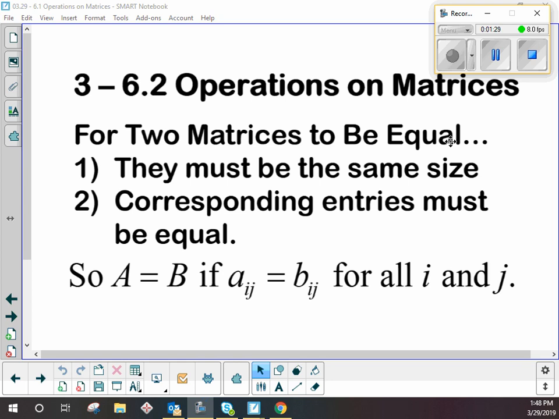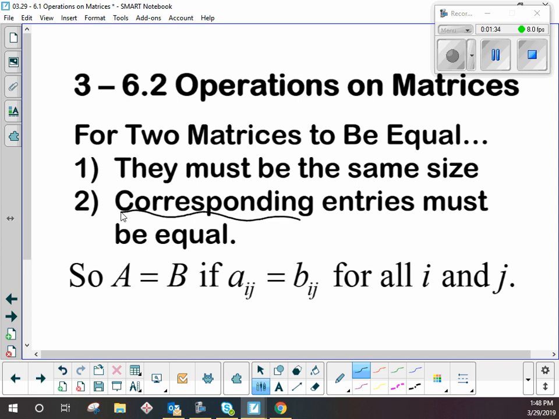What do you think this word corresponding is trying to tell us if we're talking about two matrices? What would corresponding entries be? The same on both sides. Okay, I like where you're going with that. Can you be more specific? The same value on both sides. That would be equal, right? The same number. So when we say they have to be equal, we're talking about their values, and that will be true. But what do you think corresponding entries means?